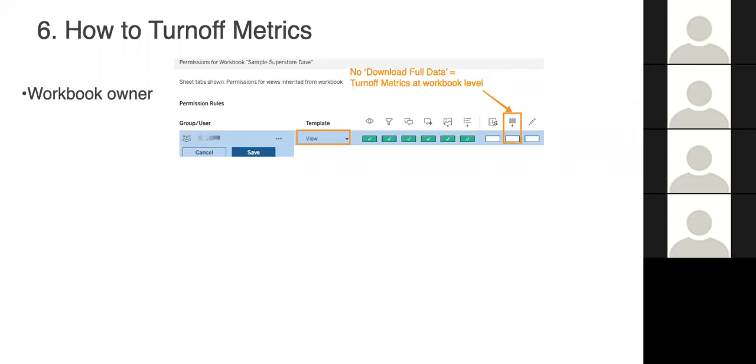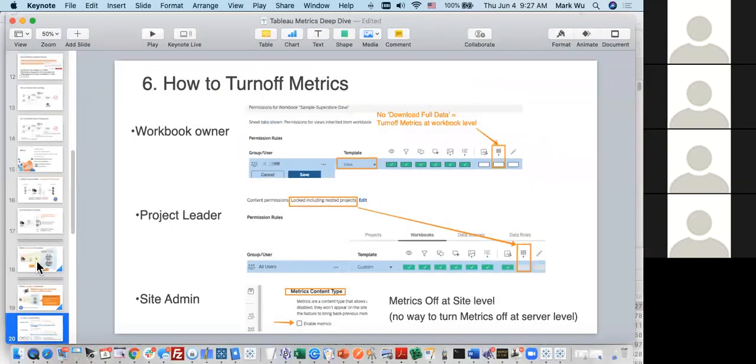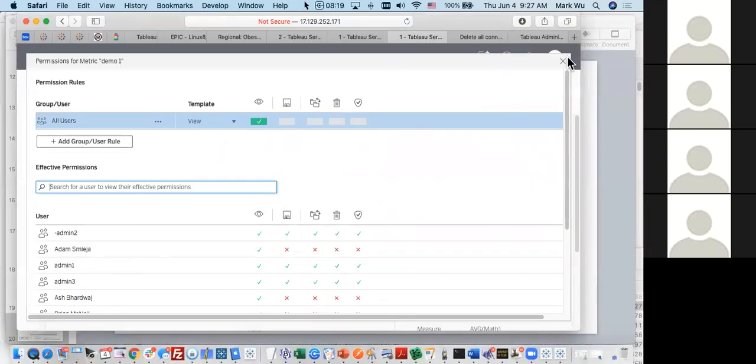The good news is that you are able to control whether the workbook can have metrics created or not. If your data is so sensitive that you want full control over the permission, making sure no one else can see the KPI, you do not need to give the download full data permission at the workbook level. Turn that off. I think I'm going to show you. Maybe that's better. I did not show you earlier. Let me show you.